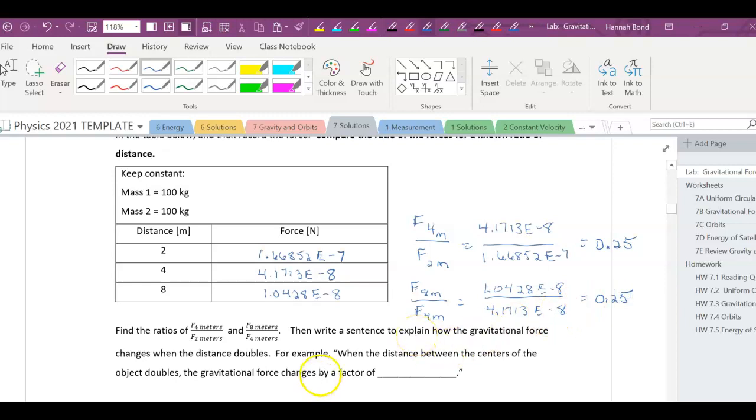So then we can say when the distance between the centers of the objects doubles, the gravitational force changes by a factor of 0.25. In other words, the force at 8 meters is only 1/4 as large as the force at 4 meters. The force at a distance of 4 meters is only 1/4 as large as the force at a distance of 2 meters. Okay, so by taking those ratios, I'm able to get a more specific answer.